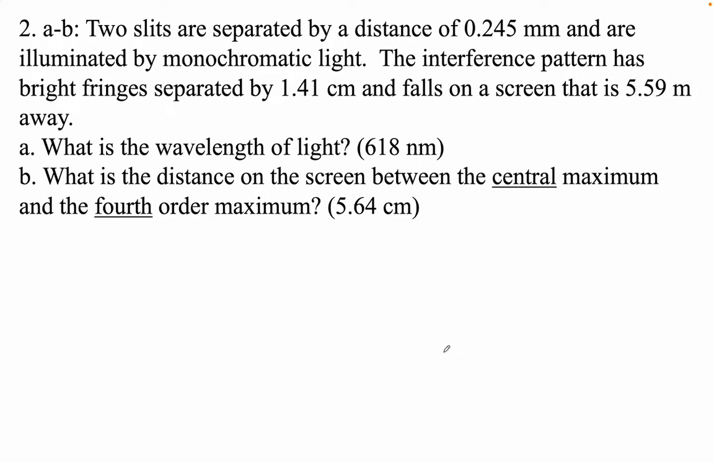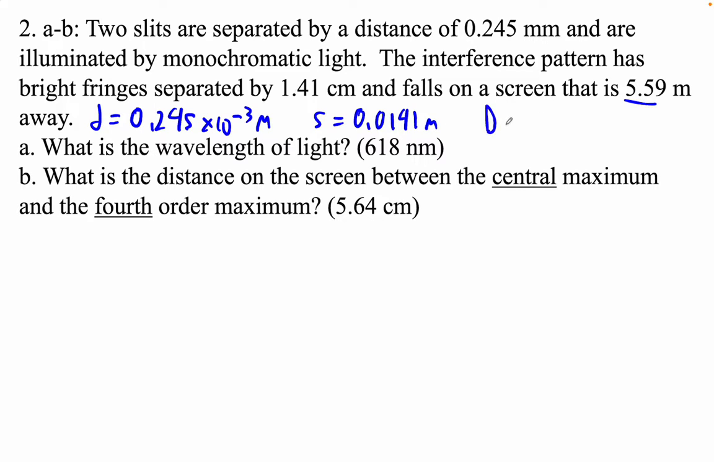Okay, two slits are separated by a distance of 0.245 millimeters. So our d is 0.245 times 10 to the minus third meters. The interference pattern has bright fringes, so the s on the screen is 0.0141 meters. The distance to the screen, that's the big D, right?